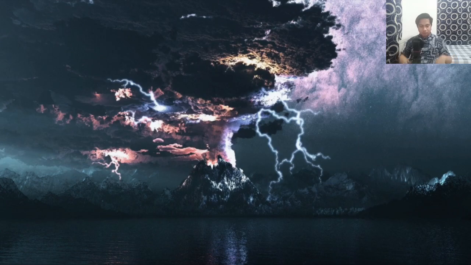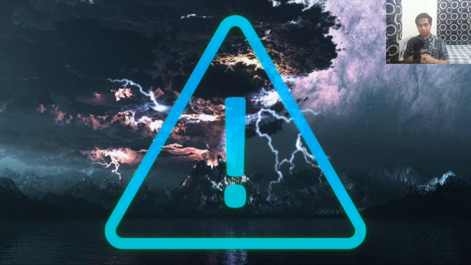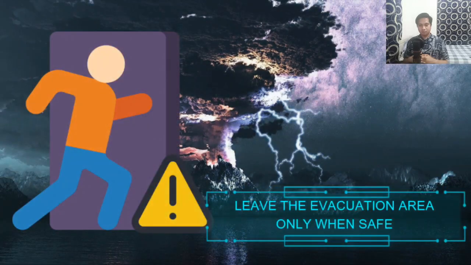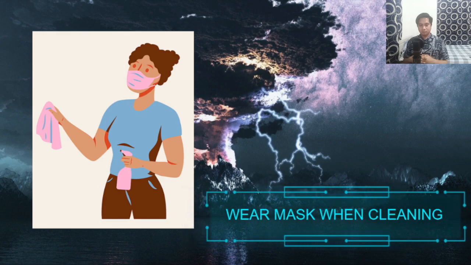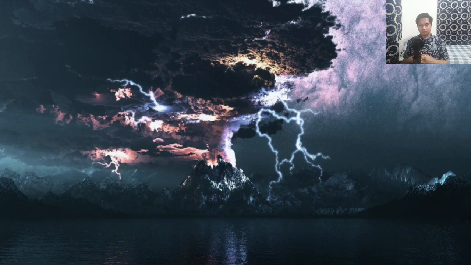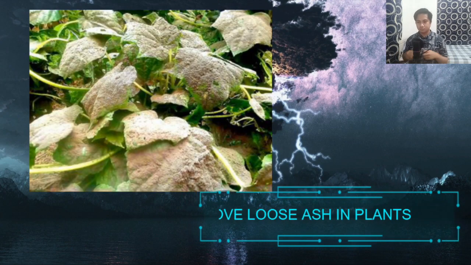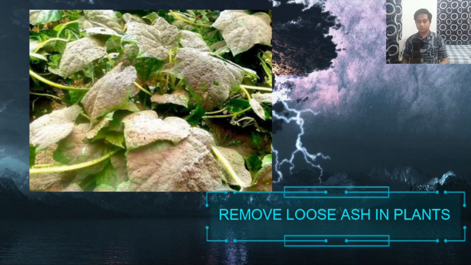After the eruption, remain alert and be cautious. Leave the evacuation area only when authorities say it is safe. Wear masks when cleaning. Scrape the accumulated ash in roofs to prevent collapse. Shake loose ash from plants before watering.